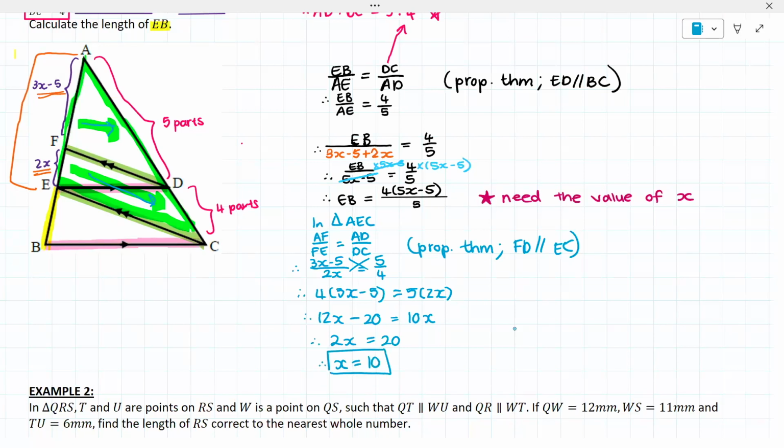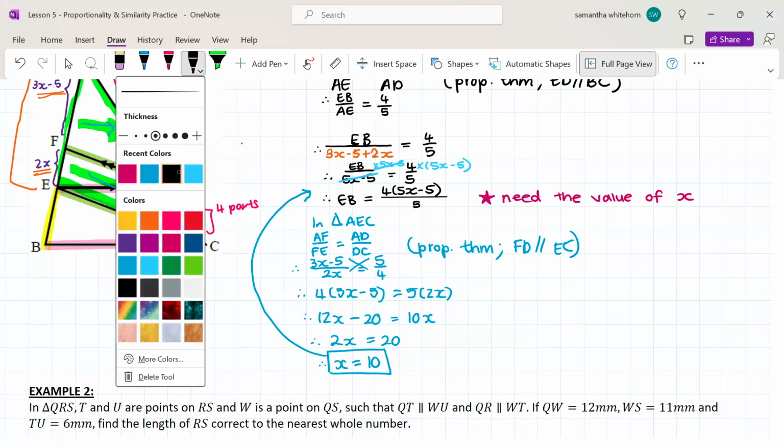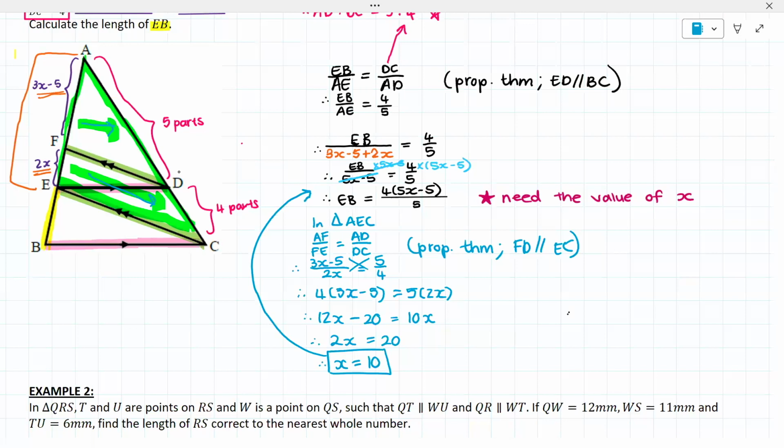Now that I know what x is, remember we've got an expression for EB in terms of x. So now all I need to do is substitute in. So therefore, we know that EB is equal to 4 times 5x, which we now know is 10, minus 5, all over 5, and then you just chuck that into your calculator. You don't even need to try and work it out in your head. And so therefore, EB is equal to 36 units.